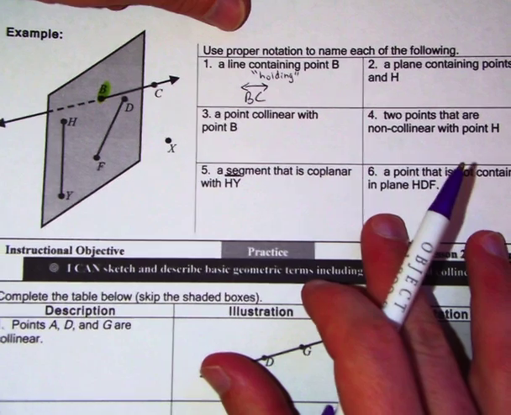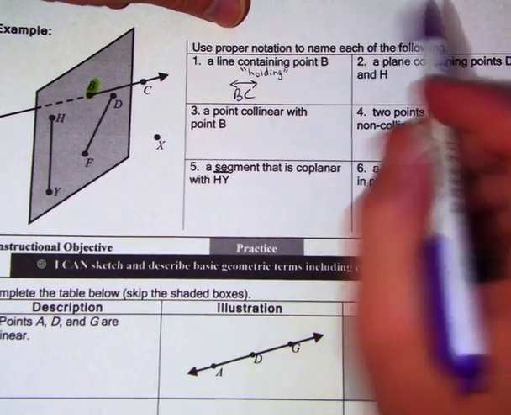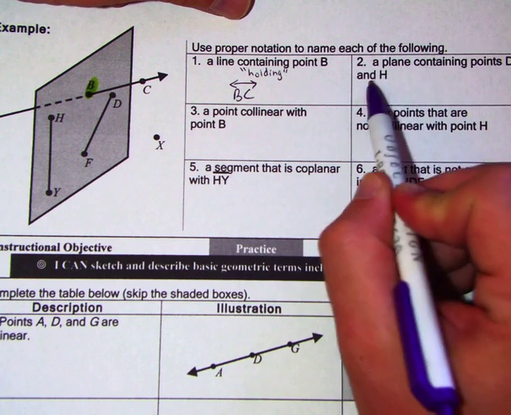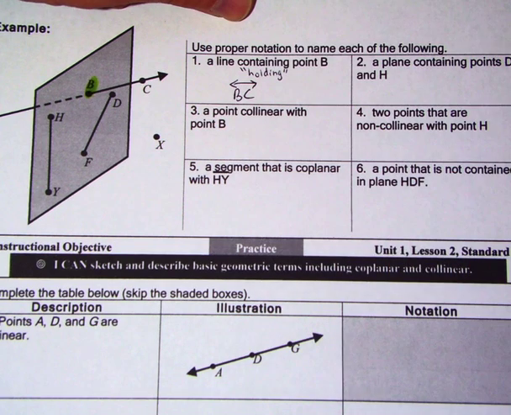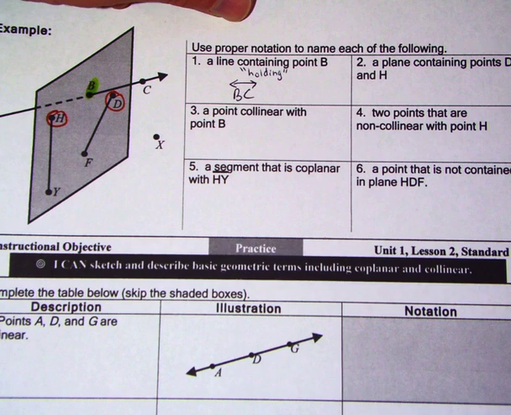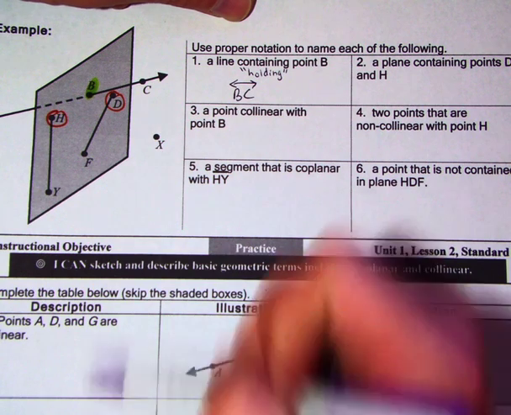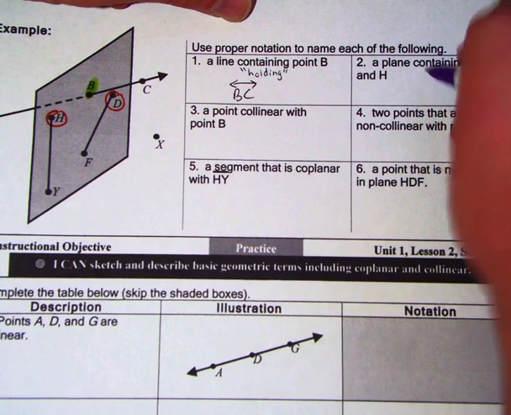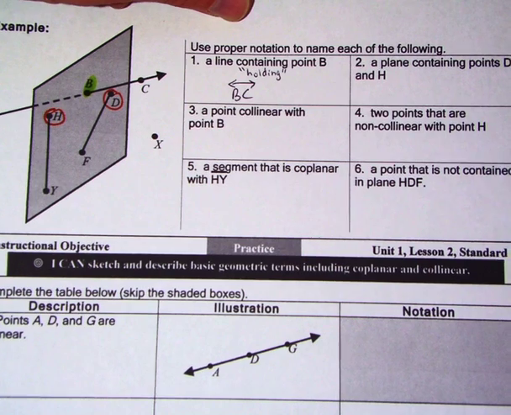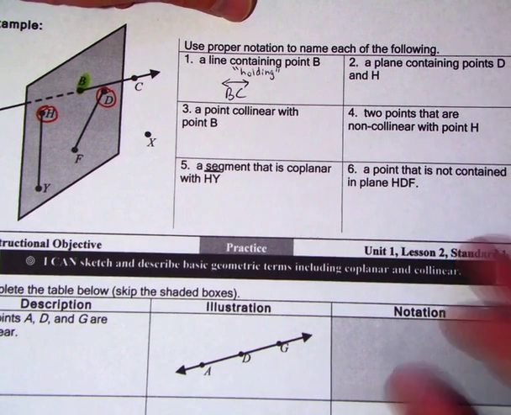All right, let's try something else. We're going to try and name a plane containing points D and H. Well, point D is right here. Point H is right here. Is there a plane that contains both of them, that holds them? Yeah, it's the gray plane. So how am I going to name that gray plane? Well, there's a lot of different ways like we talked about.